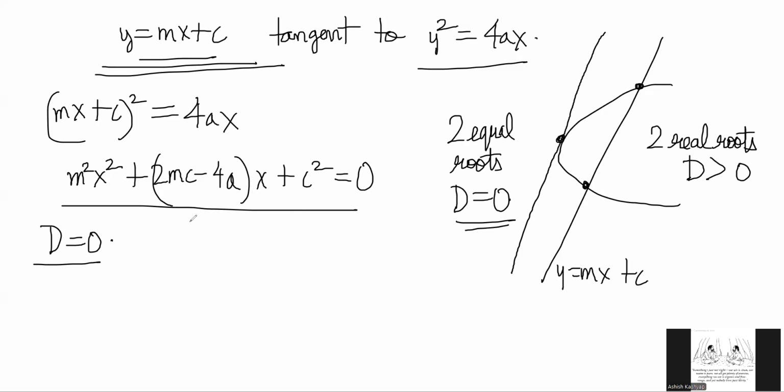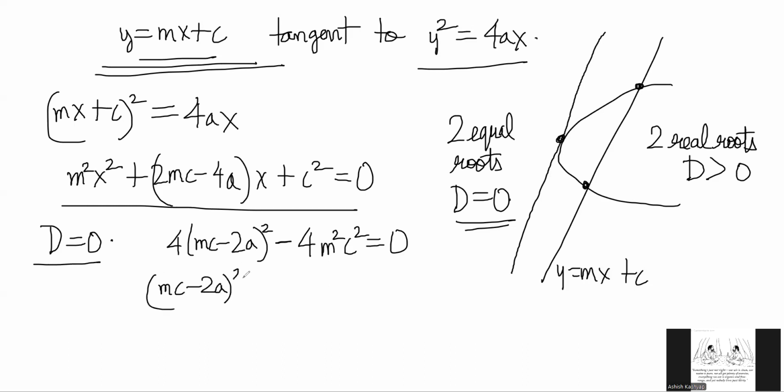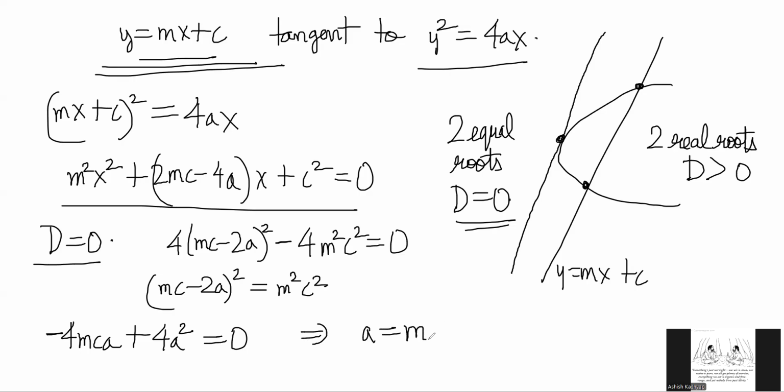Because if it is tangent, it is touching the parabola and both the roots must be equal. So this discriminant is equal to 0, which means you have 4 times mc minus 2a whole square minus 4m square c square is equal to 0. So you get mc minus 2a whole square is equal to m square c square. So this becomes minus 4mca plus 4a square is equal to 0, which means a square is equal to amc. So a is equal to mc or c is equal to a by m.